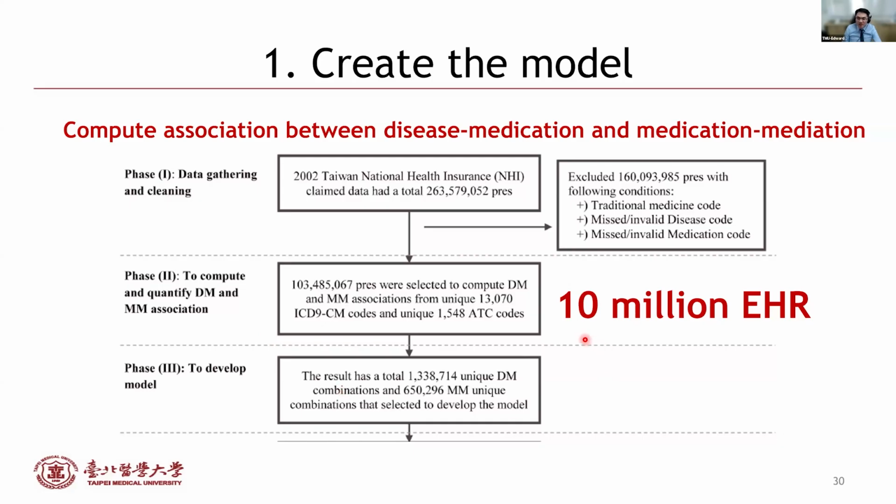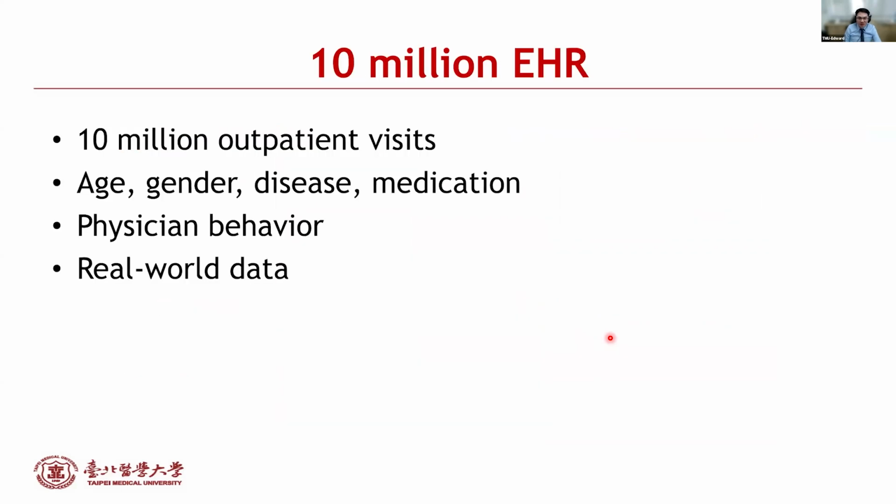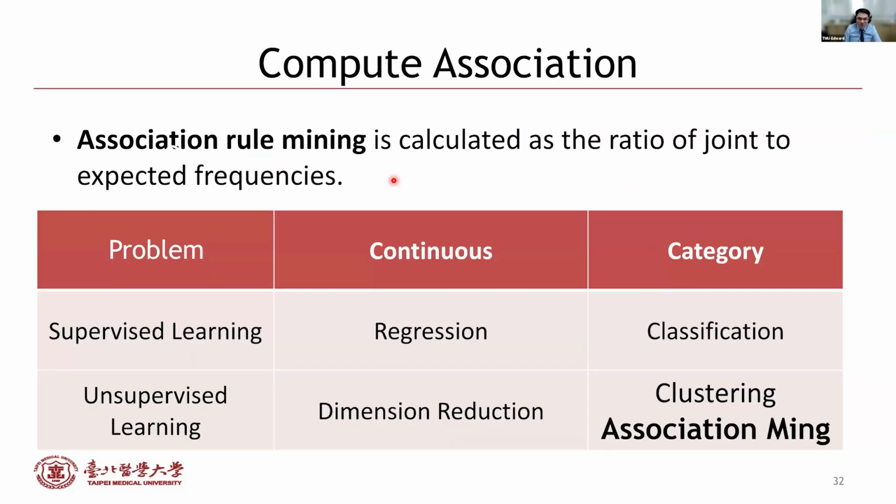So we use 10 million EHR, 10 million electronic health records. For these records, we have age, gender, the patient's disease and the patient's medication. It will also include the physician behavior. So we can consider the 10 million EHR to be real-world data. And how do we compute the association? I will quickly review it. We use association rule mining.